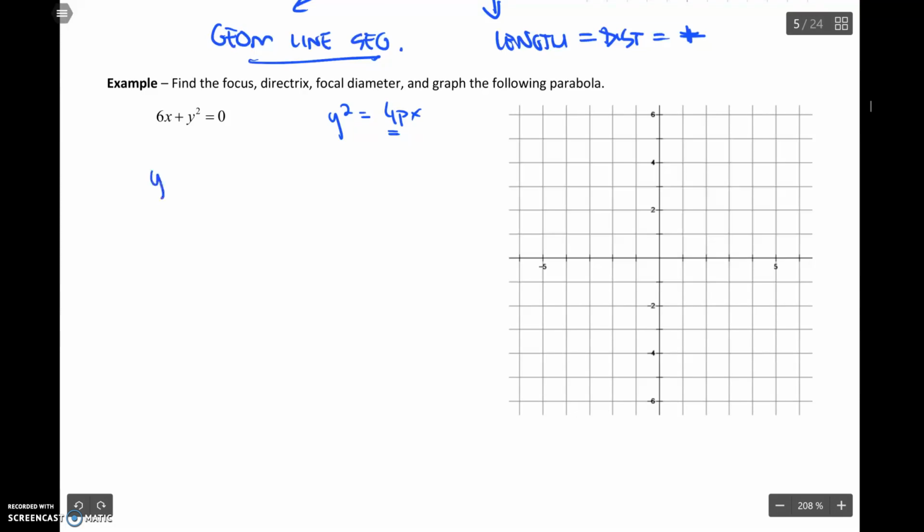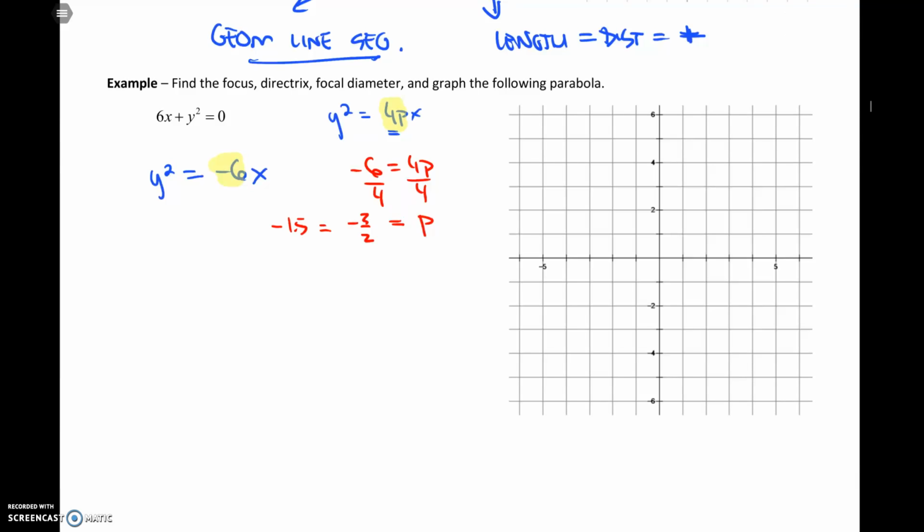So let's get the y squared by itself. That's negative 6x. So that means that negative 6 is equal to 4p. So let's solve it for p. P is equal to negative 3/2, also known as negative 1.5. So these are all going to have the vertex at the origin. We'll talk about shifting it off the origin later.